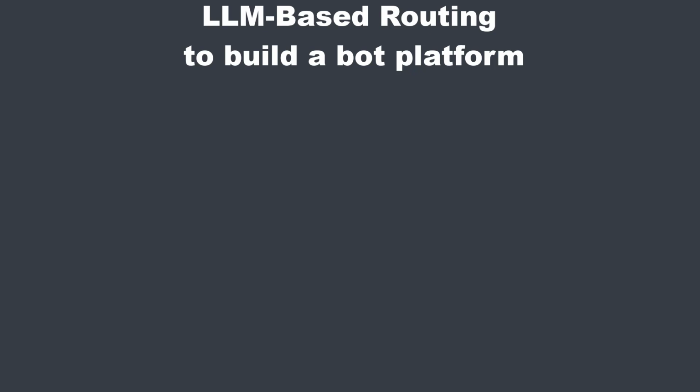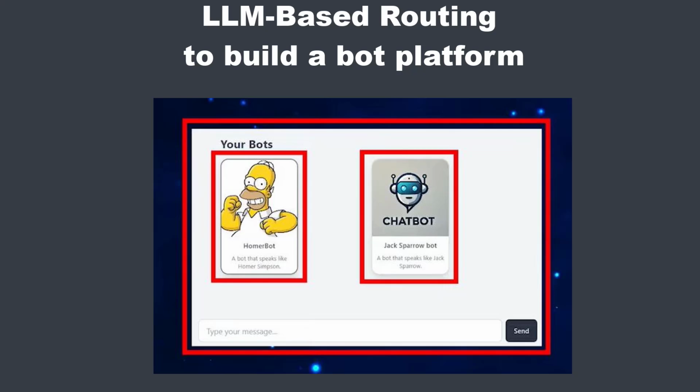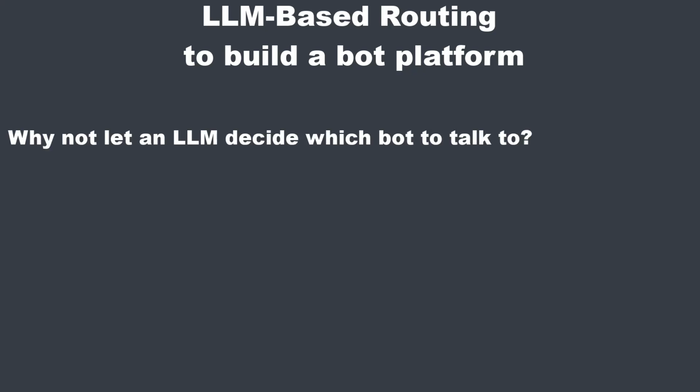Hi everyone! In my last video I showed you how to build a simple bot integration platform where you could talk to multiple bots by switching between them manually. But wouldn't it be better if the LLM itself decides which bot to talk to? This can be achieved with LLM-based routing.